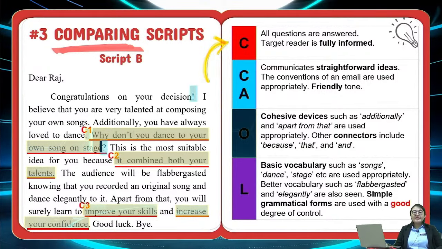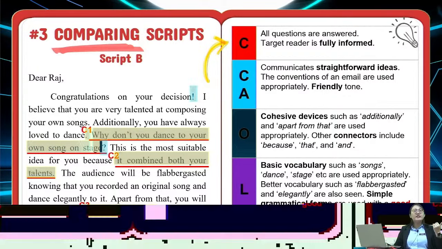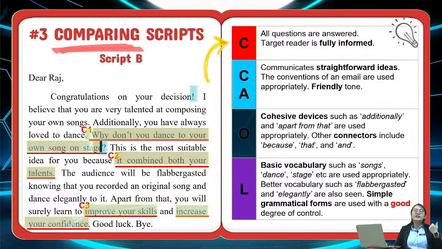As for the CA, we can see that the student actually write in a very friendly tone by starting off with congratulations on your decision. We can see the use of exclamation mark. We can see the use of question marks. And the sentences are delivering straightforward ideas. So the convention in this task of an email is used and it is written in a friendly tone. So CA is achieved.